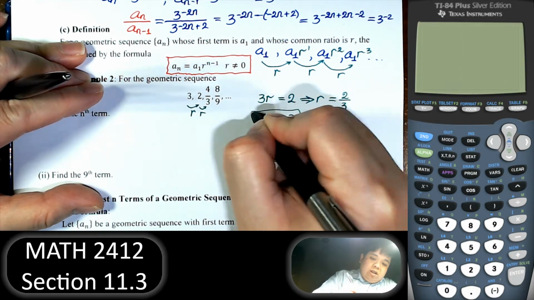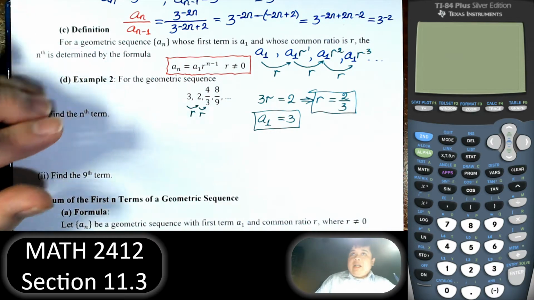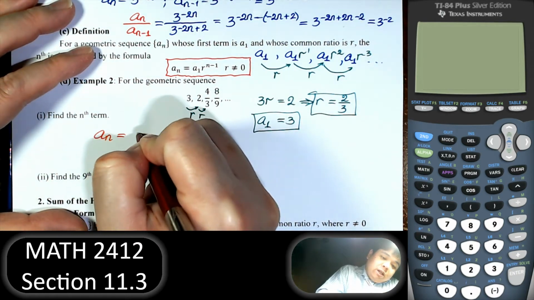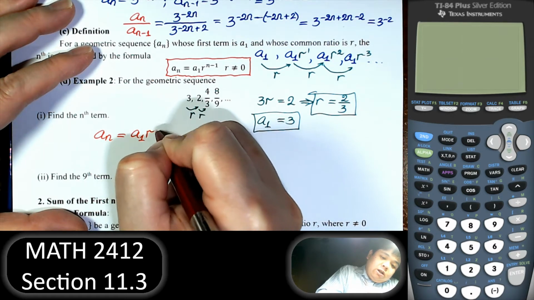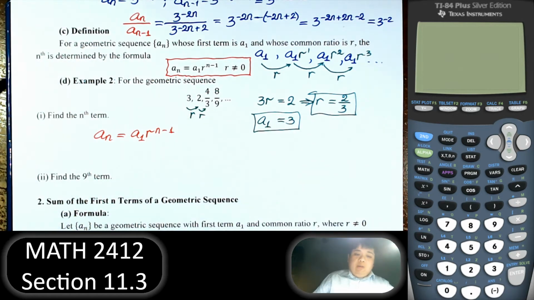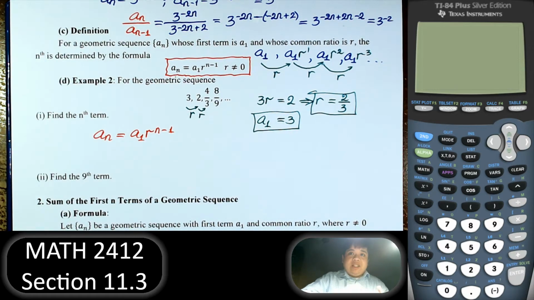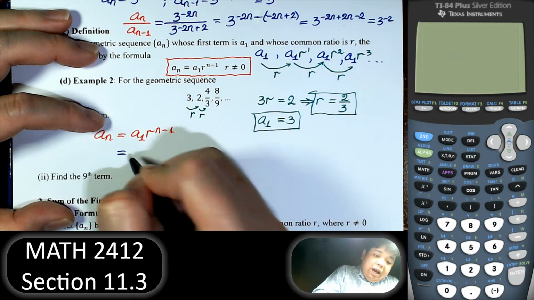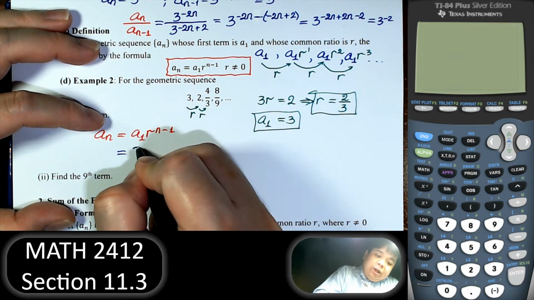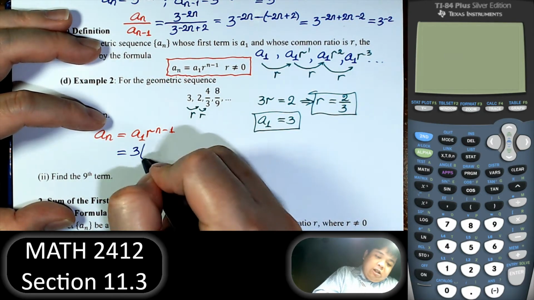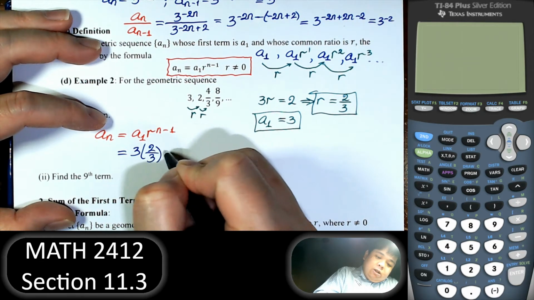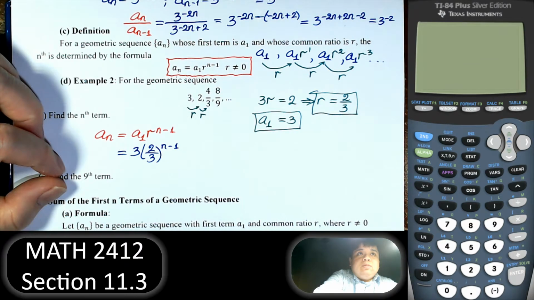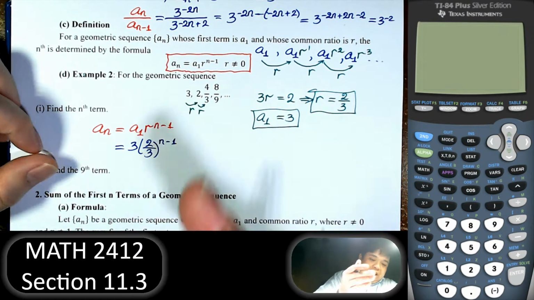So we know the first term, we know the common ratio. That's all we need for the nth term in the geometric sequence: a1 r to the n minus 1. Of course, the common ratio cannot be 0, otherwise everything would be 0. So a1, the first term, is 3, and r to the n minus 1 is 2/3 to the n minus 1. Good enough, we can just leave it like that.